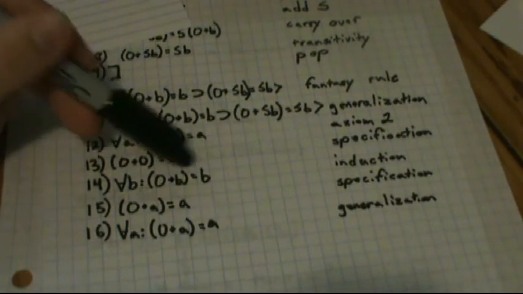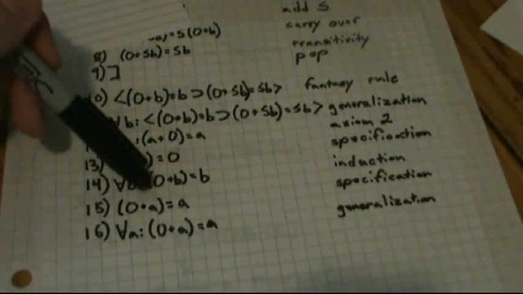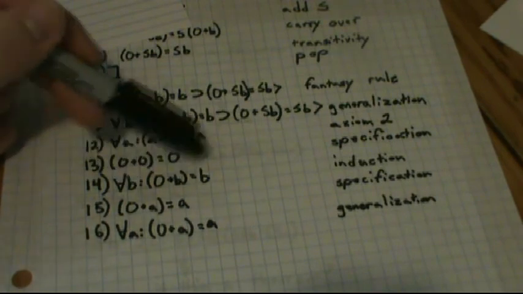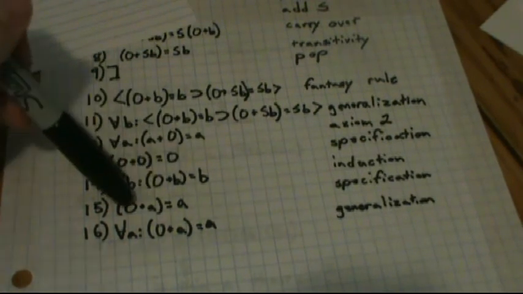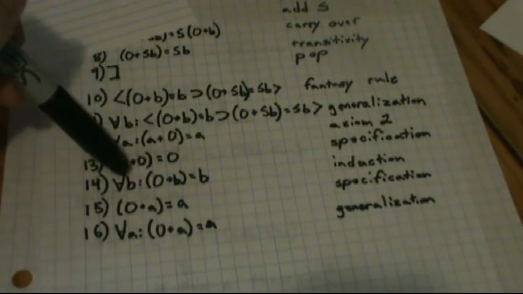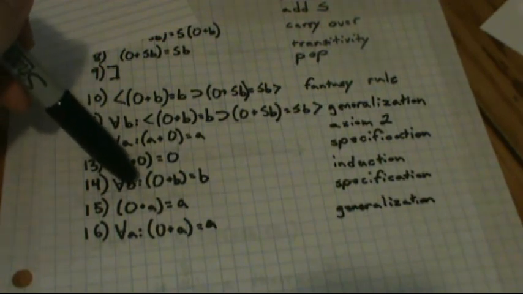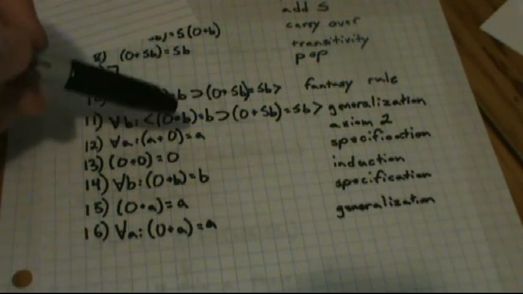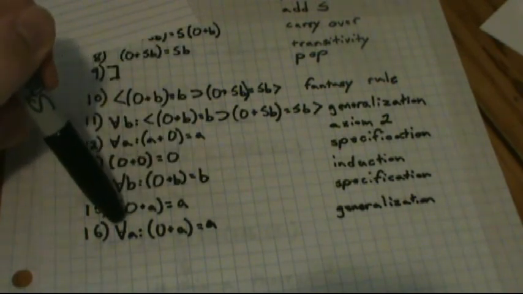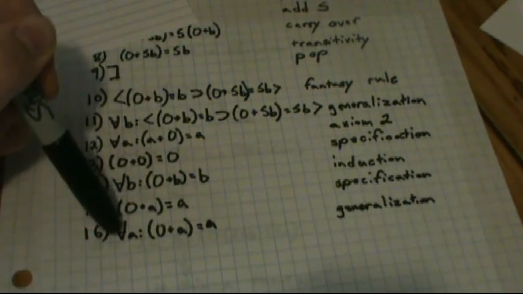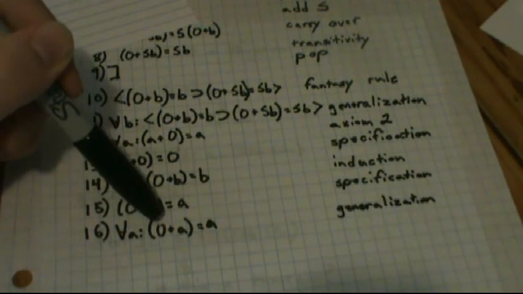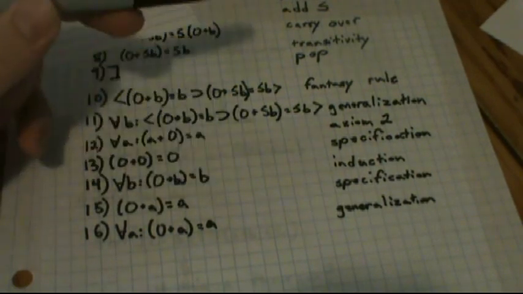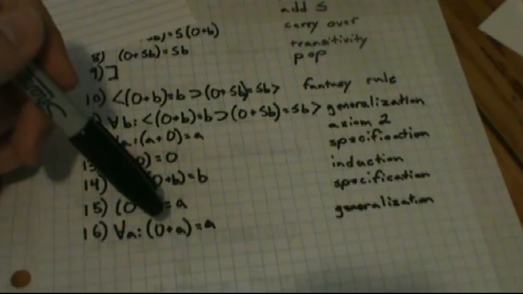Now, we're going to take this and we're going to specify the variable b as the variable a. So 0 plus a equals a. So for all values b, one of the values for b could be the value a. Then we're going to use the generalization and add this for all values a. 0 plus a equals a, which is what we wanted to do at the very outset.